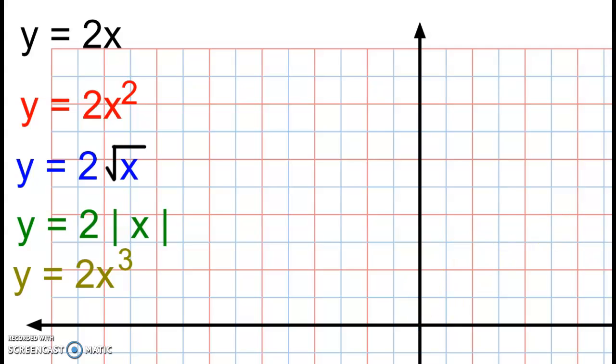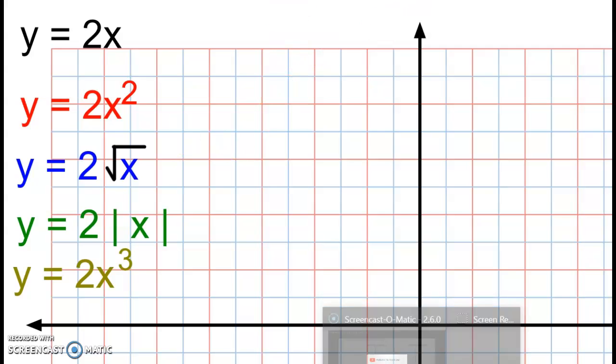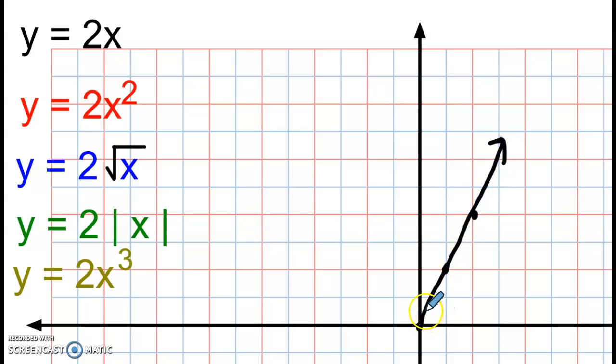Okay, 2 times x. Okay, y equals 2x. Well, we're going to have 0, 0. If I put 1 in for x, 2 times 1 is 2. If I put 2 in for x, 2 times 2 is 4. It's kind of a steeper line than y equals x was.